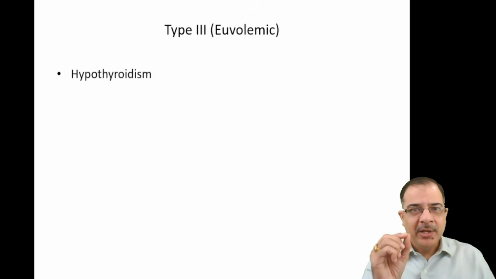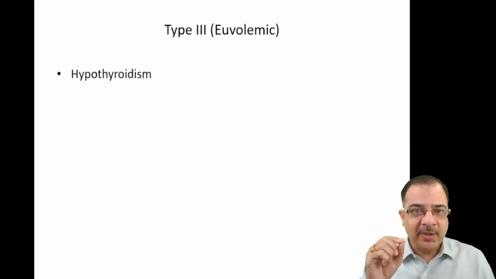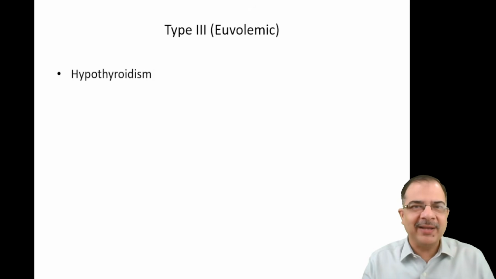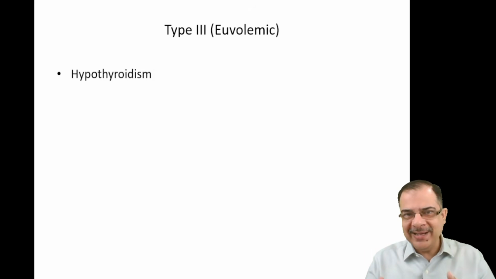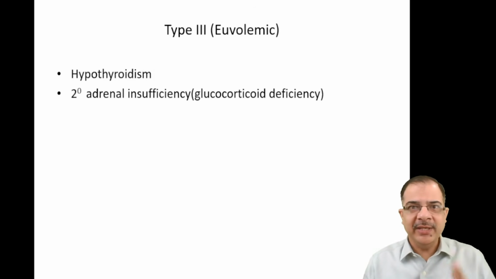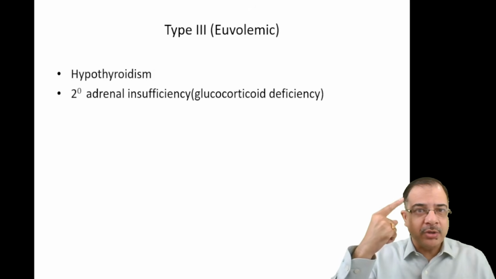As I told you, euvolemic is not an accurate euvolemic. There is a little bit of dilution factor here. So, this little bit of dilution factor will make the sodium low, but clinically edema will not be present. So hypothyroidism has to be ruled out in a patient of hyponatremia, especially if the patient is euvolemic. The second cause is adrenal insufficiency, but at the level of pituitary or hypothalamus.